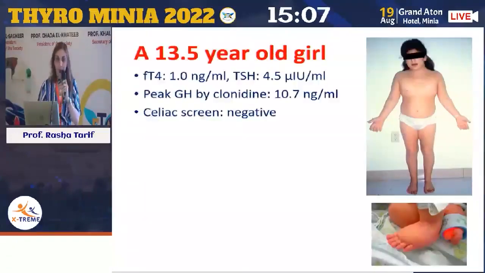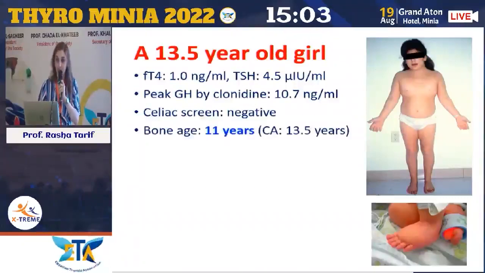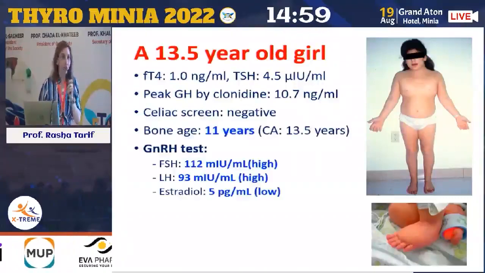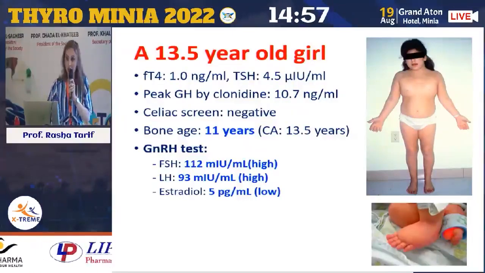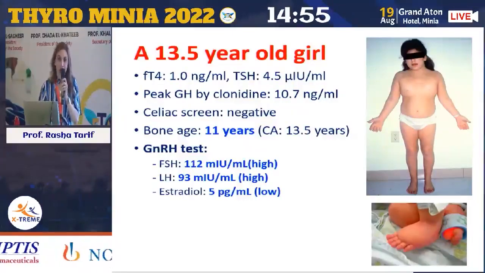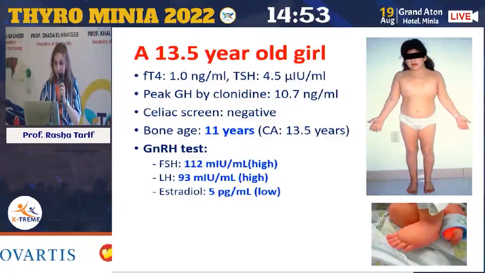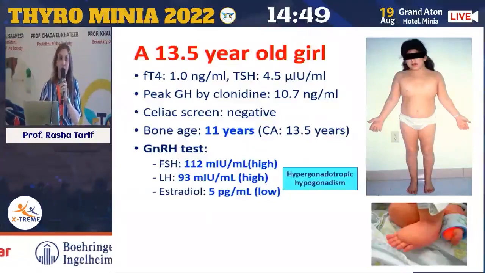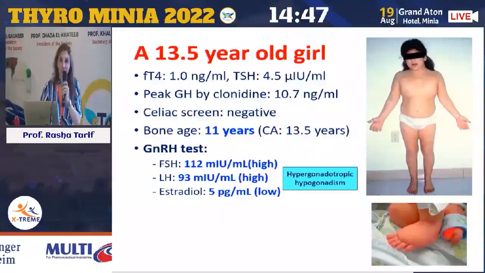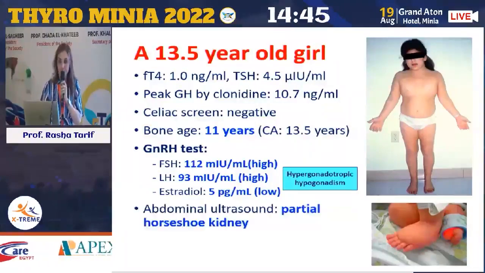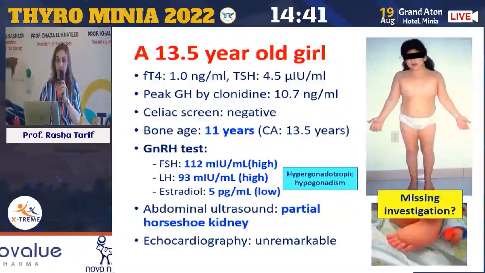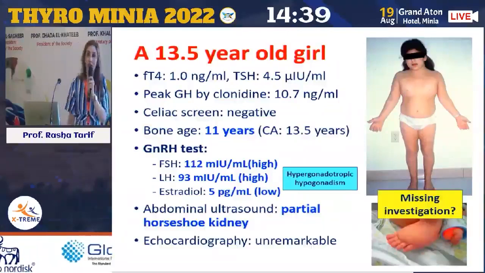Her thyroid function, growth hormone stimulation, and celiac screening are all normal. The bone age is delayed, as you see. The GnRH stimulation test showed high FSH, high LH, low estradiol. So this is hypergonadotropic hypogonadism, meaning that there is a problem with the ovaries. She also has a partial horseshoe kidney and the echo is normal. What's the missing investigation here?